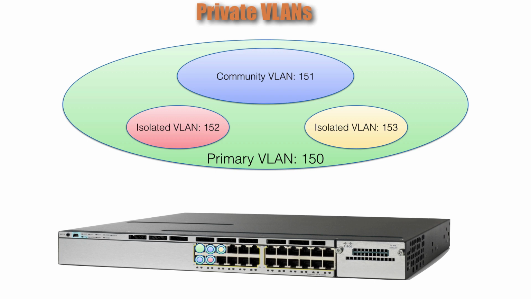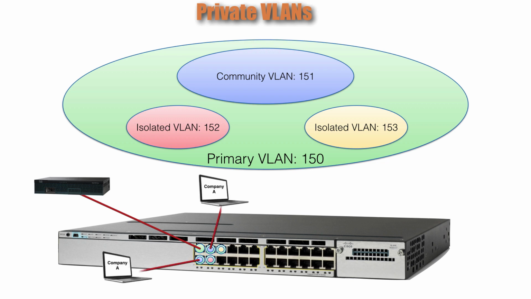And this promiscuous port, because it can communicate with all of these subdomains, that makes it a great candidate to be an uplink port, maybe to a router. And let's say that we've got a couple of laptops that belong to company A. Well, because they belong to the same company, they might connect to a community VLAN. These two company A laptops, they can communicate between themselves without having to route.